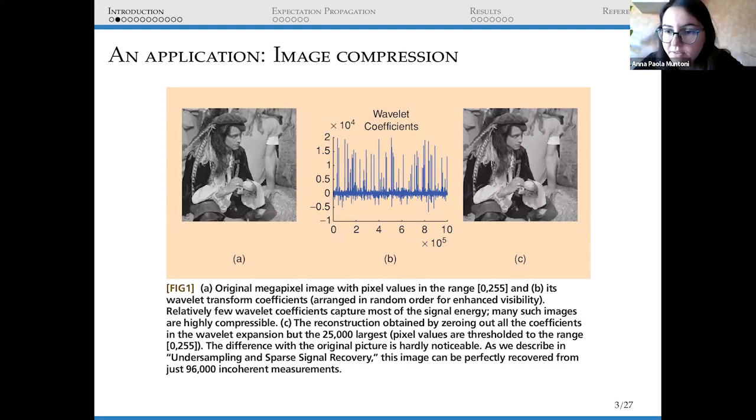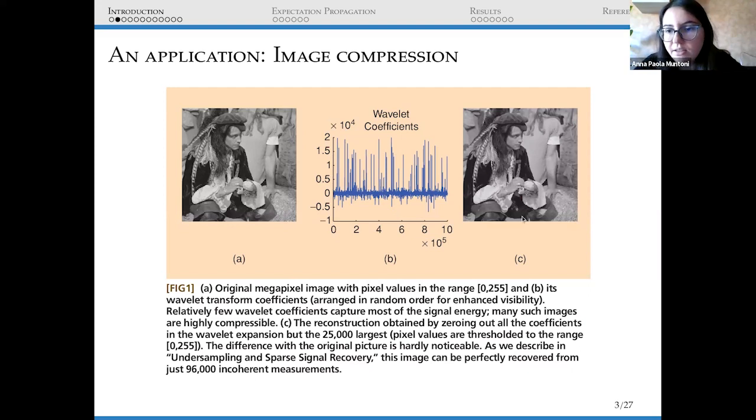From the largest ones, you invert the relationship between the coefficients and the image, and you retrieve the original signal, which in this case is the image that you want to compress. So here in this particular example, the image contains 10 to the 6 intensities, and the number of coefficients that are stored during the compression is 20,000.